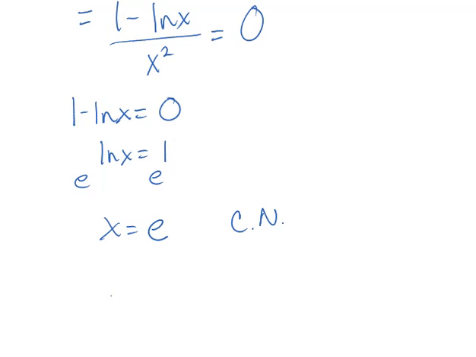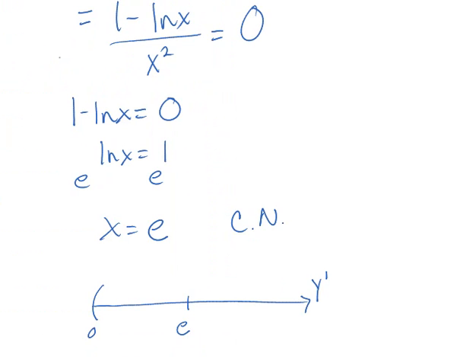So now you're going to draw your number line. Your number line has an open parenthesis at 0 because our function was only defined from 0 to infinity. And then we'll put e in, which is about 2.718. So now we need to test numbers between 0 and e, and then from e to infinity on our derivative, on y prime.